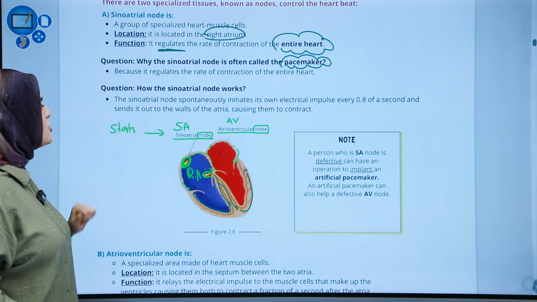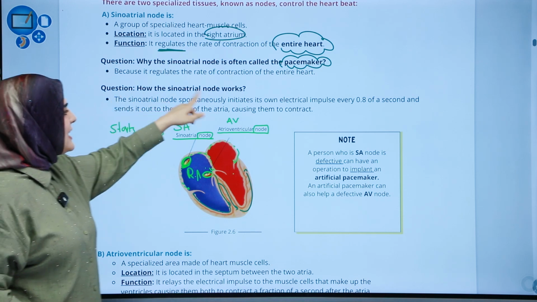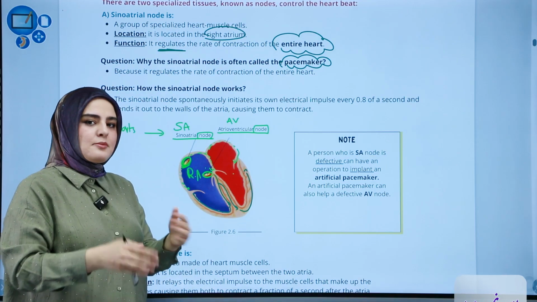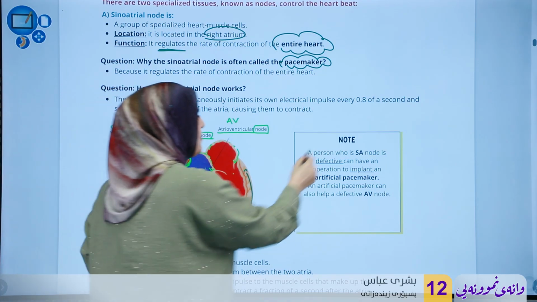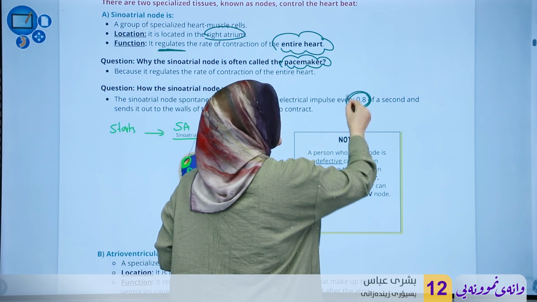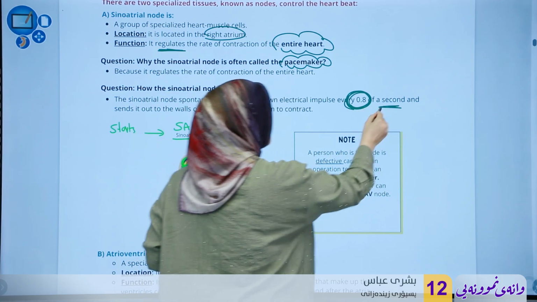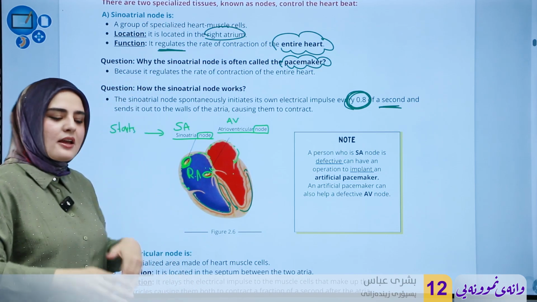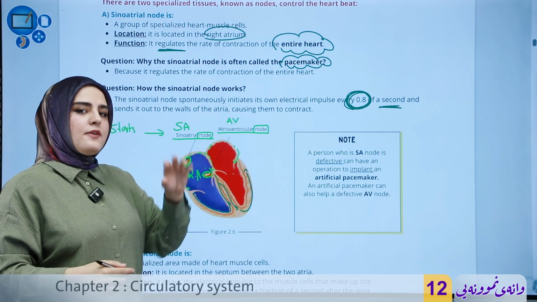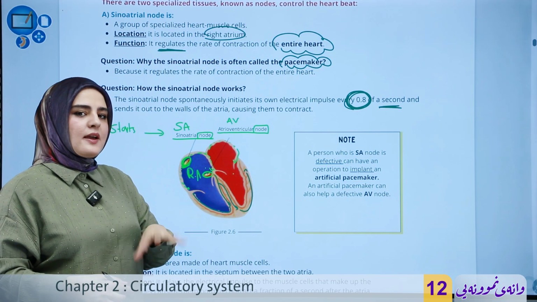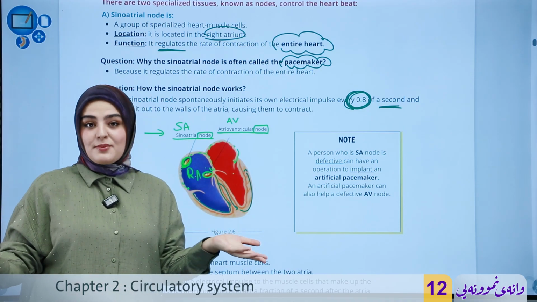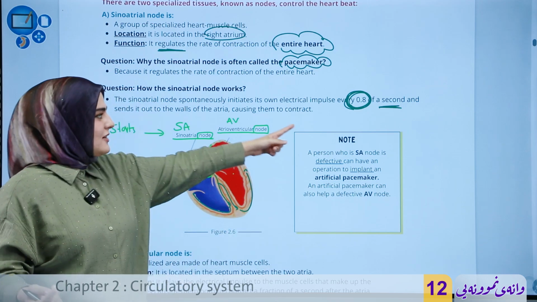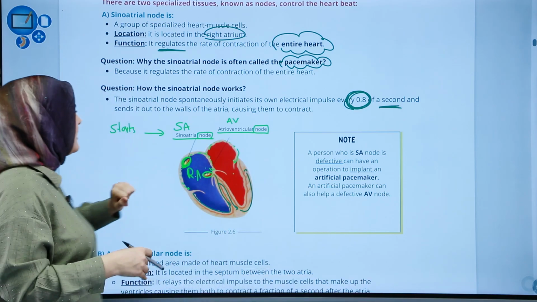Then how the sinoatrial node works, like we said, it spontaneously initiates. Spontaneously means independently by itself, okay? And the impulses last about 0.8 seconds. It creates a cycle of 0.8 seconds, 0.8 seconds. If you divide 60 seconds by 0.8 seconds, it will be about 70 to 75 beats, which is the normal heartbeat in humans.